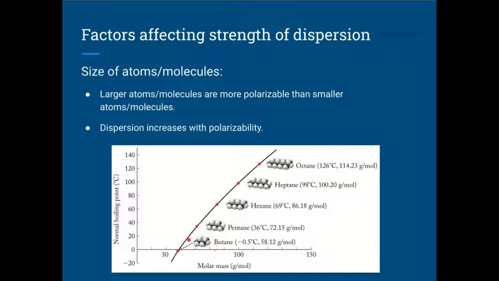You can see butane, which is made up of 4 carbons, here has the lowest boiling point. And then pentane, 5 carbons, 6 carbons, surrounded by hydrogens, 7 carbons, and then 8 carbons. As it gets bigger, it's more polarizable, and therefore that dispersion force is stronger. So they're interacting with each other more strongly, and the boiling point increases.